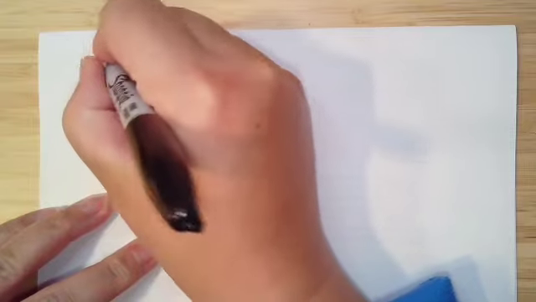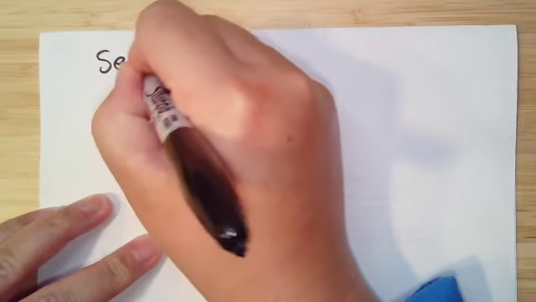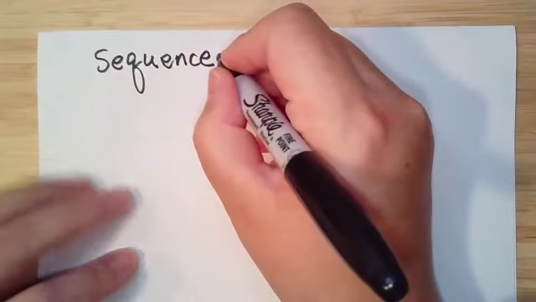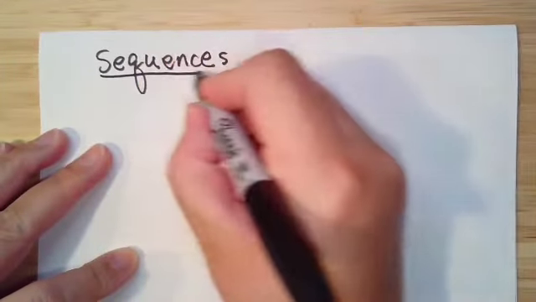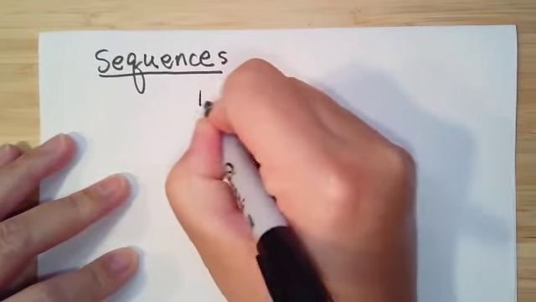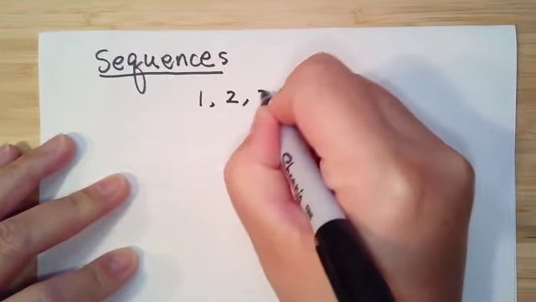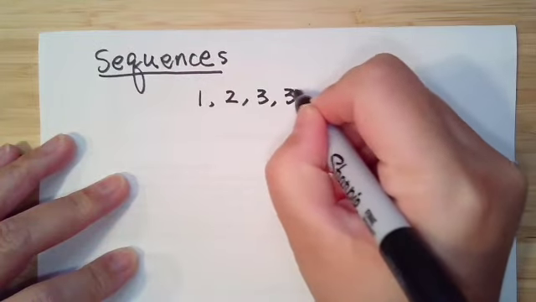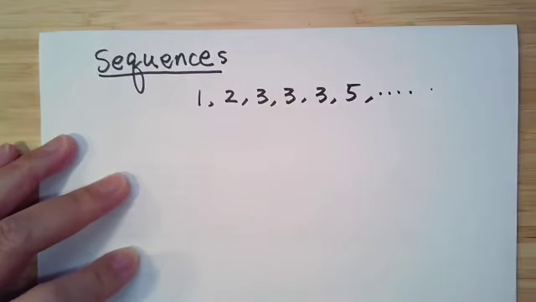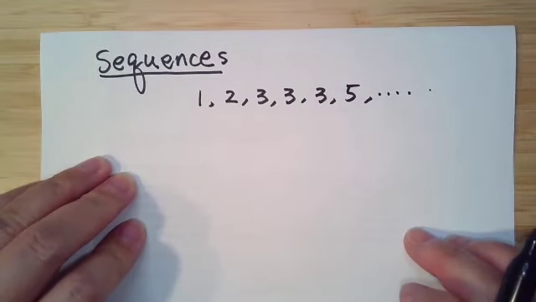We're going to learn something called a sequence, S-E-Q-U-E-N-C-E. Okay, sequences. What is a sequence? A sequence is the whole series of numbers. For example, 1, 2, 3, 3, 5. It's like this, and that's called a sequence.